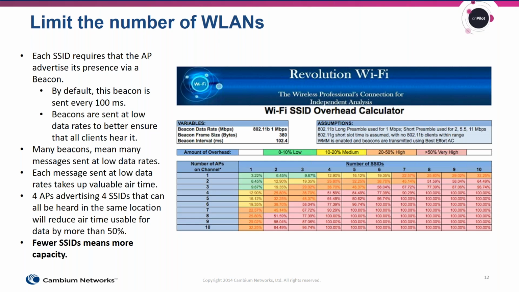So by sending more and more beacons out there with more and more SSIDs, you're using up all of your airtime just to say, hello, here I am. You're much better off using fewer SSIDs if possible and separating traffic by VLANs, maybe using dynamic VLANs, using RADIUS to assign that, if you need to separate the traffic more.